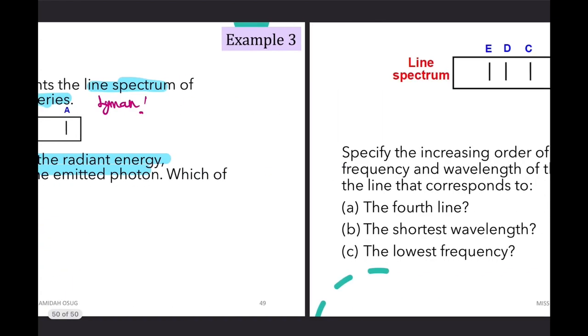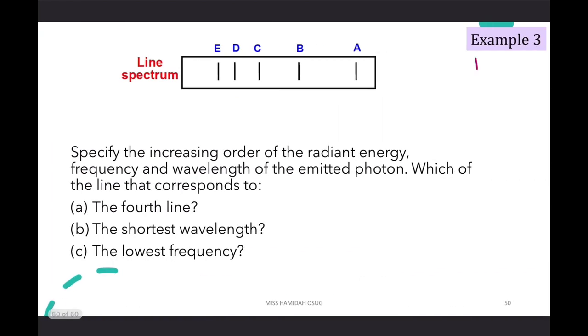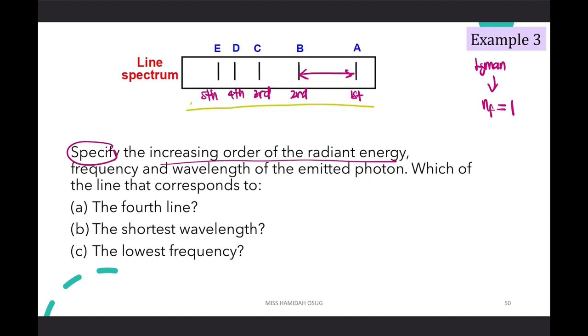Okay, so seperti yang saya katakan tadi, n final untuk Lyman adalah sama dengan 1. So untuk jawab soalan ini, kita kena decide, kita baca dari kiri ke kanan ke kiri. So kita nampak largest blank area dia berada di sebelah kanan, maka A adalah first line dan E adalah the fifth line. So soalan minta kamu specify increasing order of the radiant energy. So sebab kita baca line spectrum ini daripada kanan ke kiri, delta E akan meningkat, frekuensi akan meningkat, wavelength akan menurun.